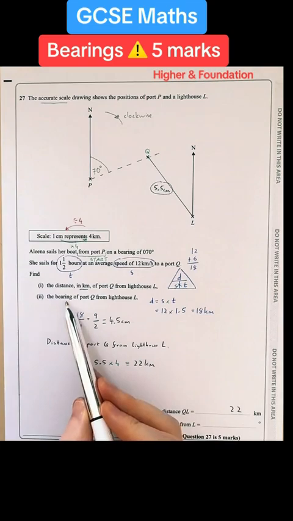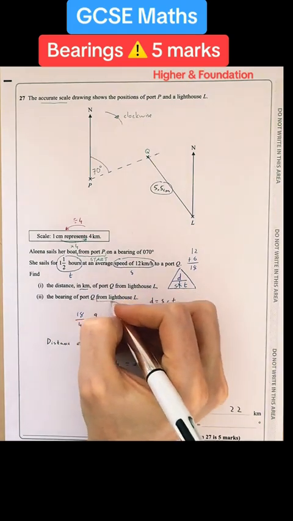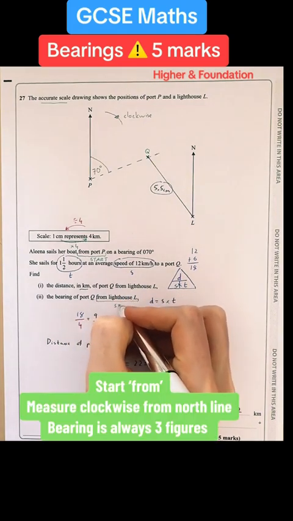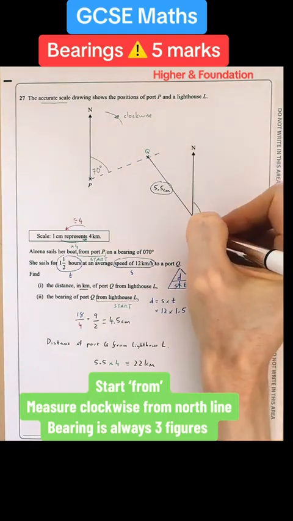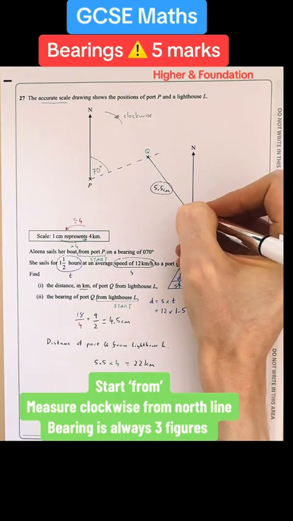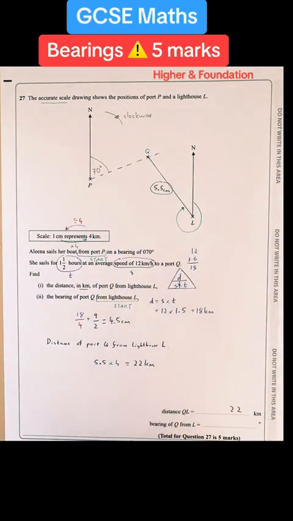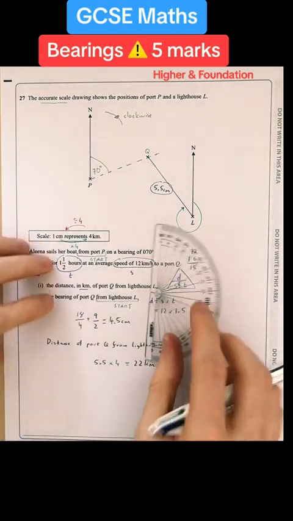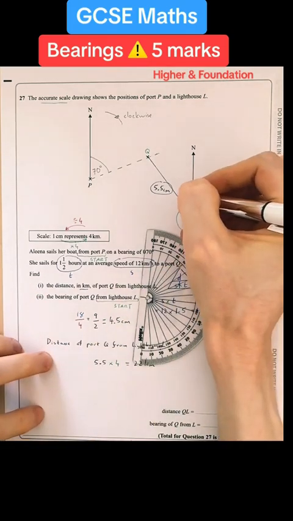I now want to find the bearing of Port Q from lighthouse L. Again, with bearings, we always start from the word "from." Therefore, starting from L, we always go north. We always measure clockwise until we reach the bearing of the line, in this case, our line to Q. Again, as it's accurately drawn, we can use our protractor. As most of us have only a half protractor, in this case, it's much easier to measure the small angle.